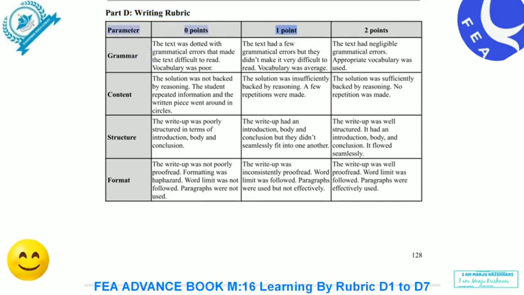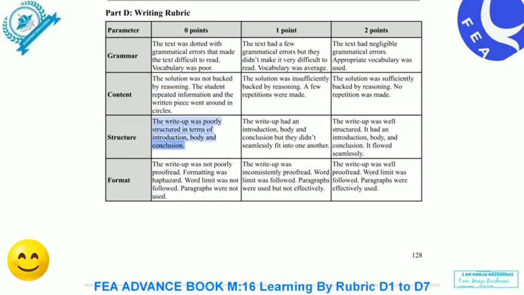Parameter: 0 points, 1 point. The text was dotted with grammatical errors that made it difficult to read. Vocabulary was poor. Content: the solution was not backed by reasoning. The student repeated information and the written piece went around in circles.